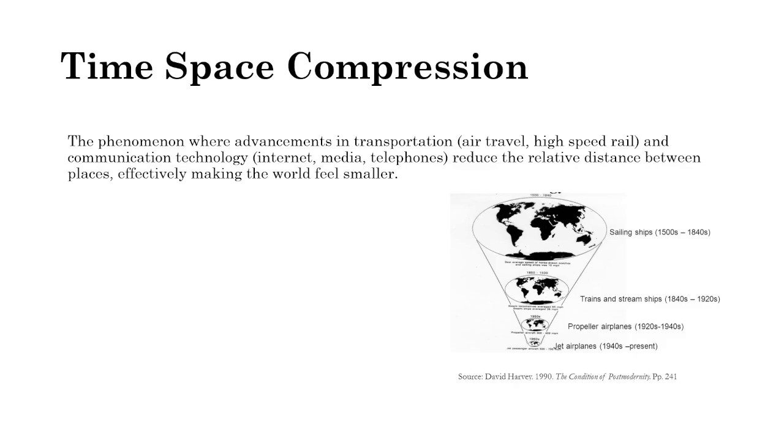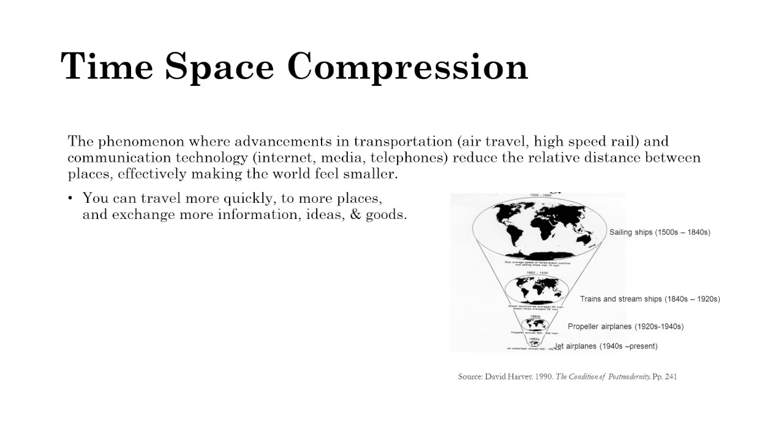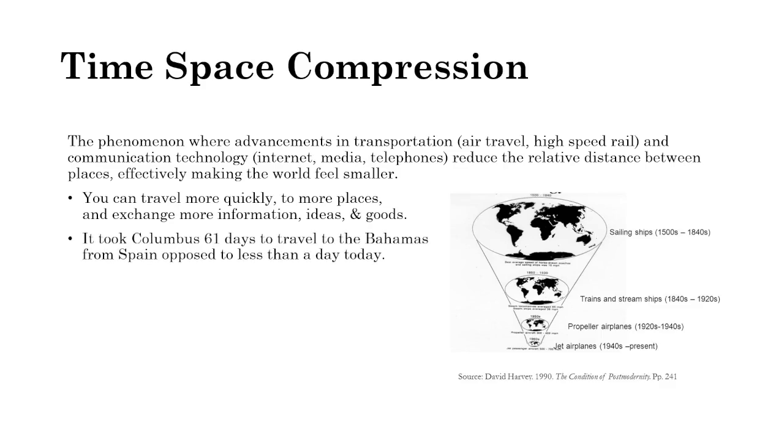What about time-space compression? Time-space compression is a phenomenon where advancements in transportation technology like air travel, boats, high-speed rail, even cars, as well as communication technology like telephones, the media, the internet, reduce the relative distance between places. And this effectively makes the world feel a lot smaller because you can communicate across the world and you can get across the world a lot quicker. You can travel more quickly to more places and exchange more information, ideas, and goods. It facilitates cultural exchange. It took Columbus 61 days to travel to the Bahamas from Spain, but today you can do that in less than 1 day.